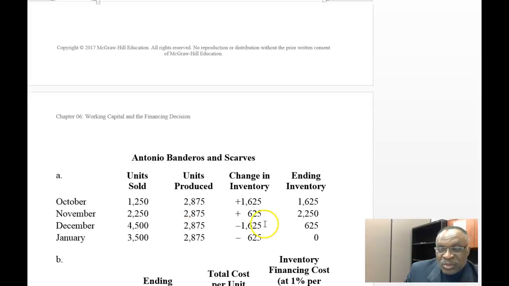Okay, they sold 625 more than what they produced. So you have the 625 here. How? Because this is now a negative. Negative this plus 2250, you get a positive 625.